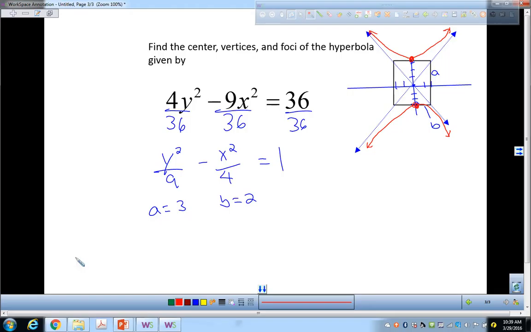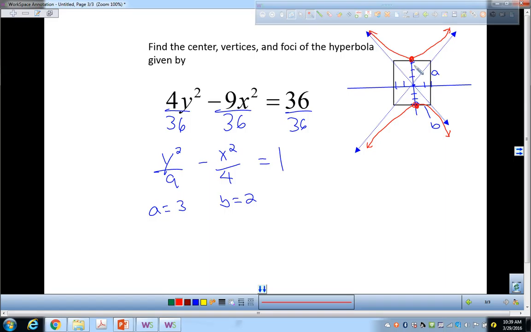It kind of controls the thickness. If B were smaller, then it would be more squishy, right? You get that? B is the width of that box, and A is half the width of the box. 2B would be the entire width. And A is the other dimension of the box, or half of it, but it's the distance from the center to the vertex.